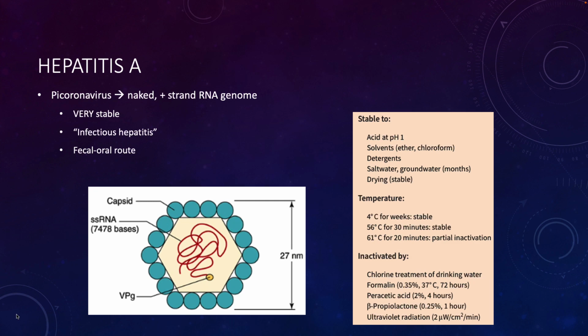So hepatitis A is a picornavirus. You might remember that those are non-enveloped, naked, positive sense, single-stranded RNA viruses. They are very, very stable, and because of that, they're hard to get rid of with regular types of disinfection or treatment.